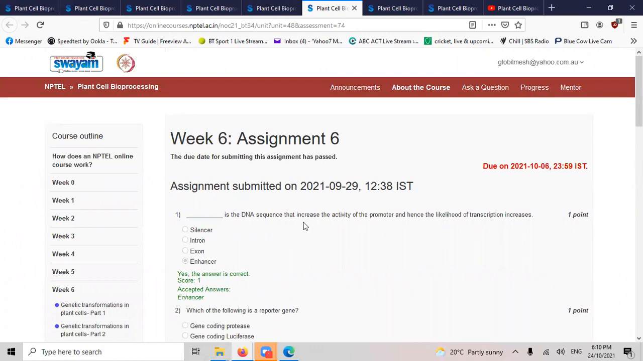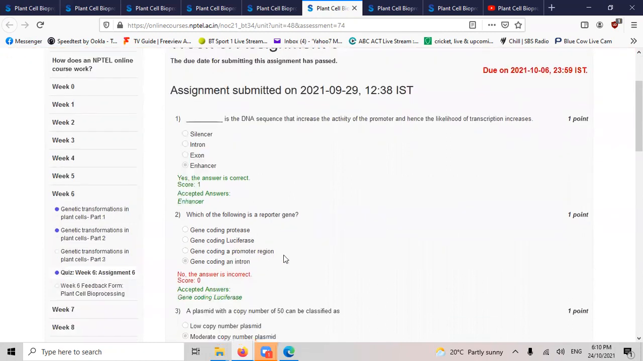Something is a DNA sequence that increases the activity of the promoter, and hence the likelihood of transcription increases. Enhancer. Something is a reporter gene: luciferase. Plasmid with a copy number of 50 can be classified as low, medium, or high. Moderate.